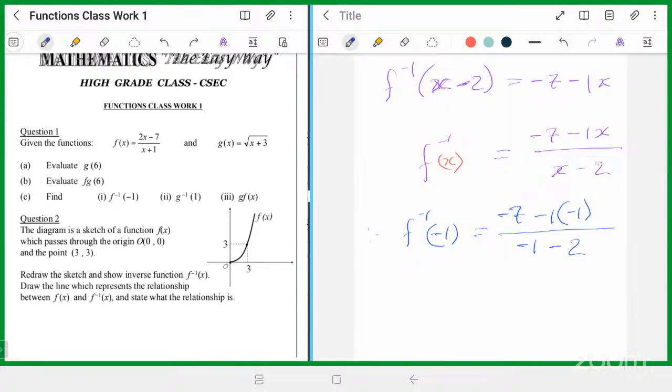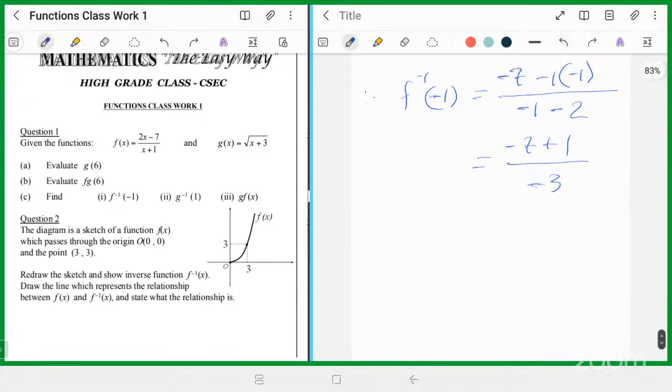And I will simplify this. This becomes negative 7. This becomes a positive 1, because minus times minus gives you a plus. Negative 7 plus 1. This is negative 1 and negative 2 gives a negative 3. Then the whole numerator works out to be negative 6 divided by negative 3. Negatives cancel. 6 divided by 3 is 2. So this final result is 2.